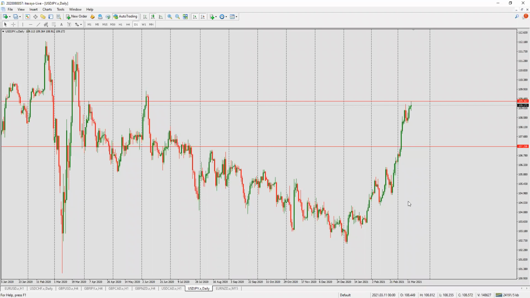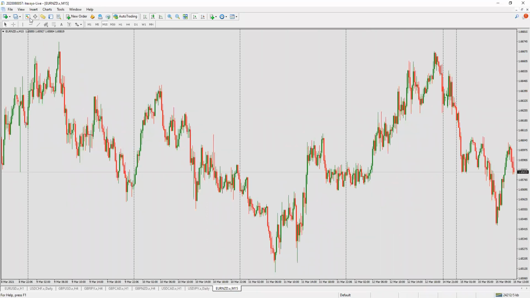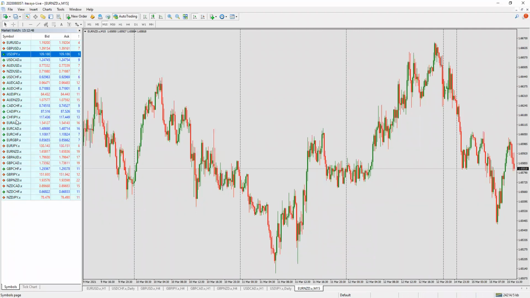Okay, I think there are no more questions, at least for this time. And we can start to check the pairs together and see what's going on for the next days. I'll start with the CAD yen, as you just asked now, Chase. All right, so let's go to the CAD yen.